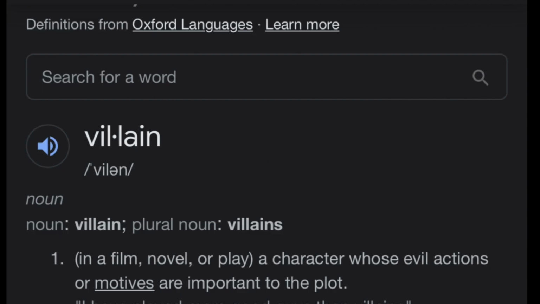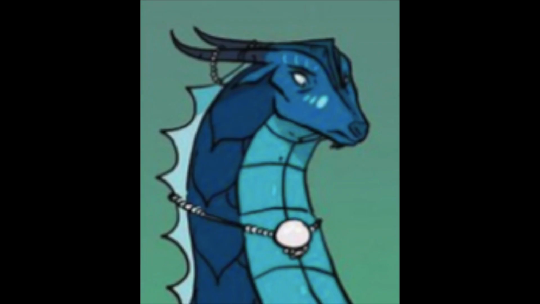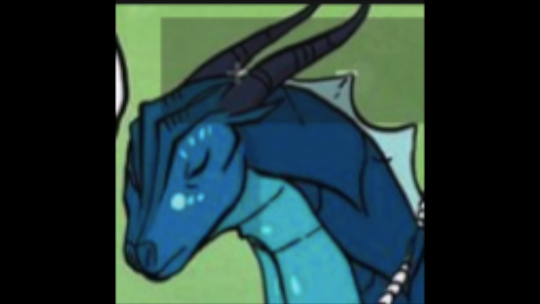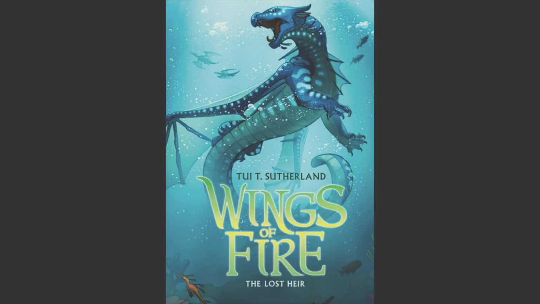Villain: a character whose evil actions or motives are important to the plot. Antagonist: one who actively opposes or is hostile to someone or something, usually the protagonist or protagonists in a story. Queen Coral should be considered by 100% of readers, not just 23%, as both of those, and absolutely not just a neutral side character. Coral definitely has enough page time in Book 2 for her actions and motives to be important to the plot. But is she evil? We'll actually have to study them to find that out.